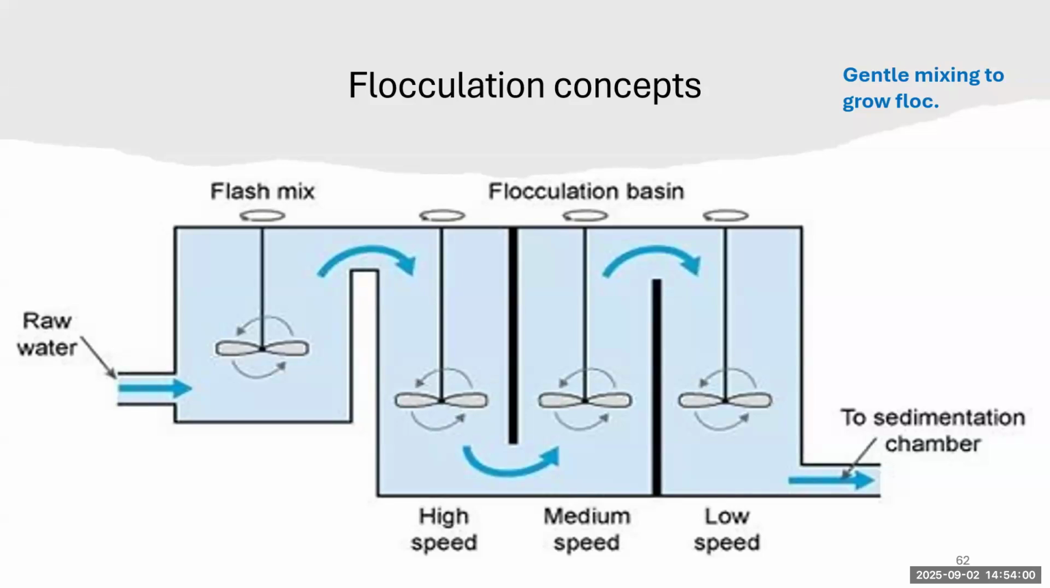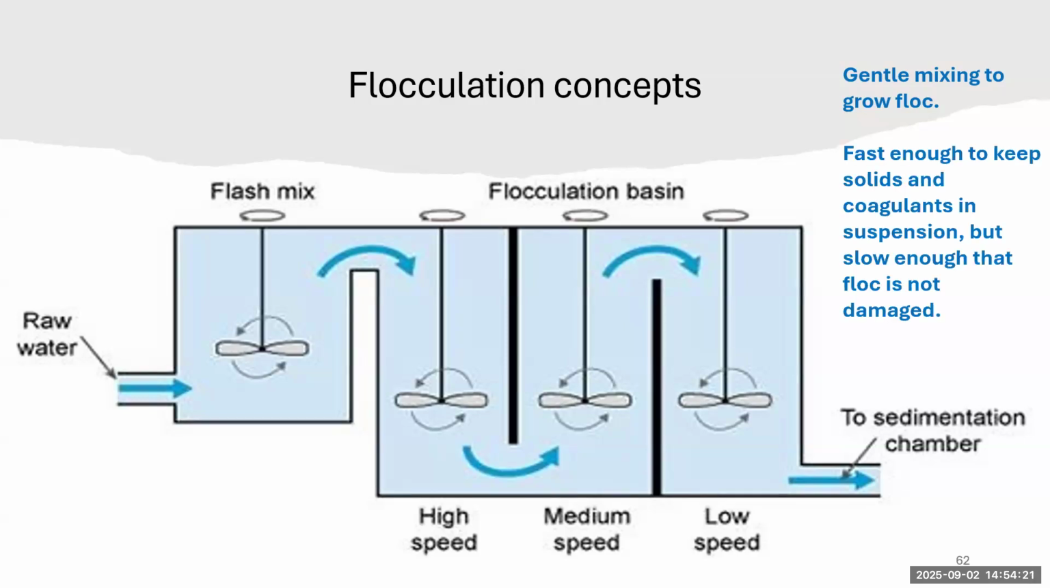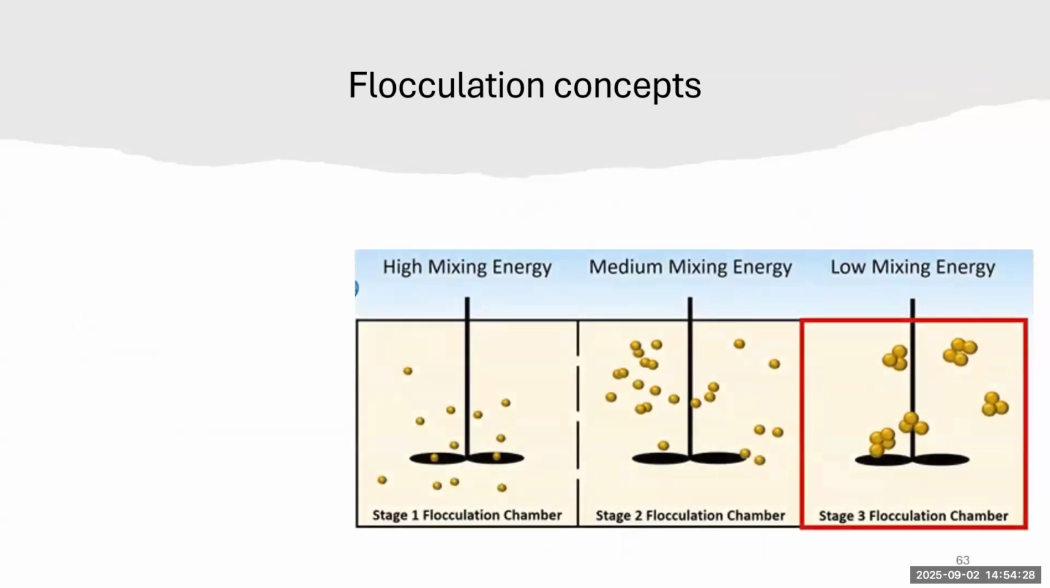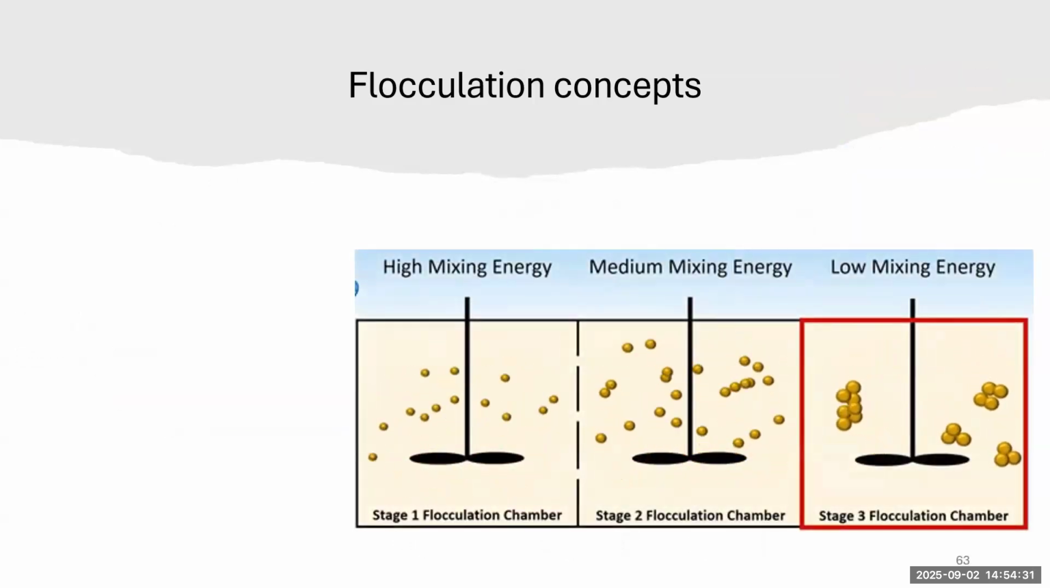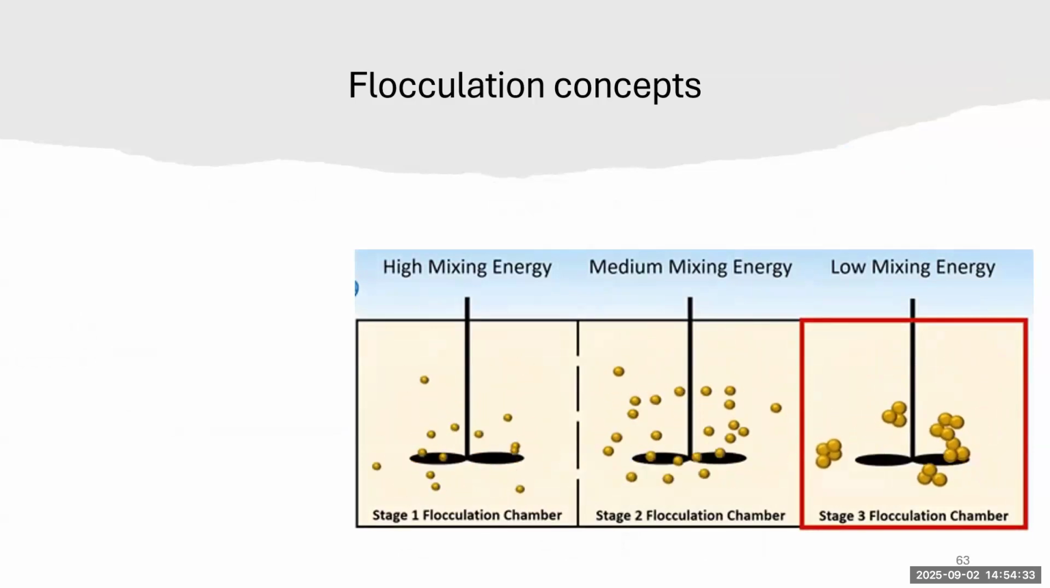We started out with little tiny pin floc with one little tiny particle attached to one little tiny coagulant chemical. And then we gradually grow those larger and larger so they're large enough to settle and be filtered. And the next step that happens after this is sedimentation. So fast enough to grow, but not so fast that it damages the floc. And as you proceed to the end, you have lower and lower mixing energy.